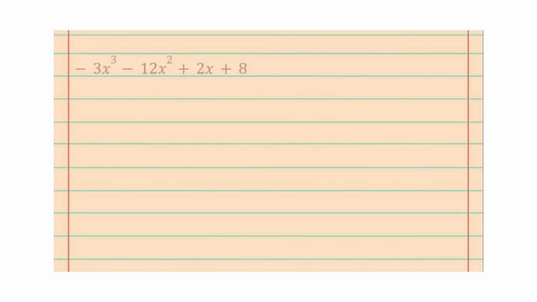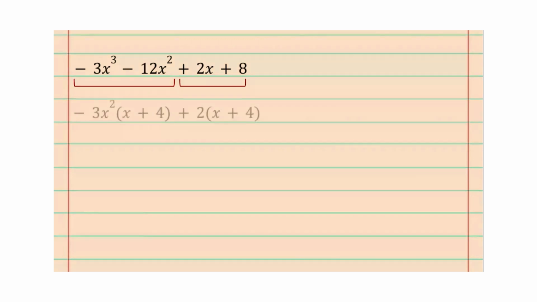Let's consider this 4-termed expression. Now, I'm going to argue that the best way to factor this is by dividing it up into 2 groups and factoring out the greatest common factor in each group. In my first group, the greatest common factor is 3x squared or negative 3x squared. But I'm going to factor out a negative 3x squared, and you'll see why in just a moment. In my second group, I'm going to factor out a 2.